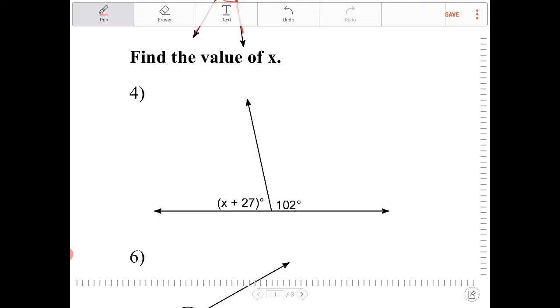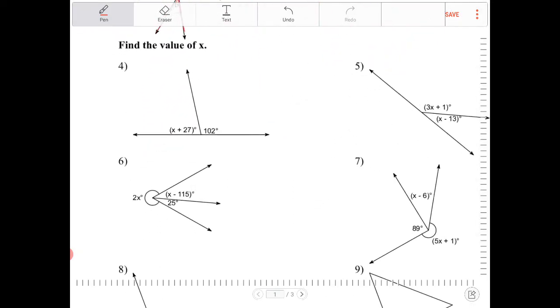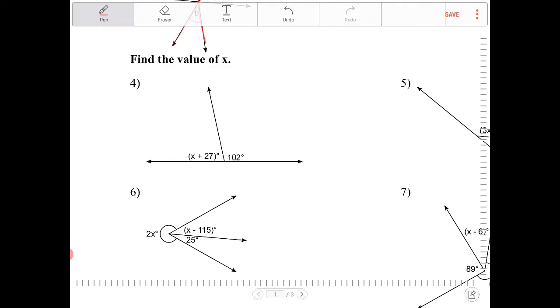Find the value of x. Now that we're able to identify these things, we can then apply those concepts to an algebra problem here. I notice that these 2 angles add up to 180, so therefore I can say x plus 27 plus 102 must equal 180. I'm going to combine like terms. I end up with 129 plus x is equal to 180. Subtract both sides by 129, I end up with x is equal to 41. No, 51. What am I doing?